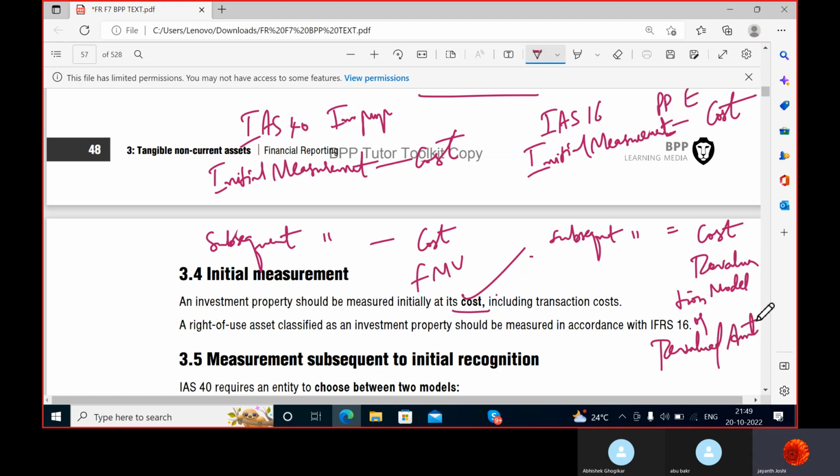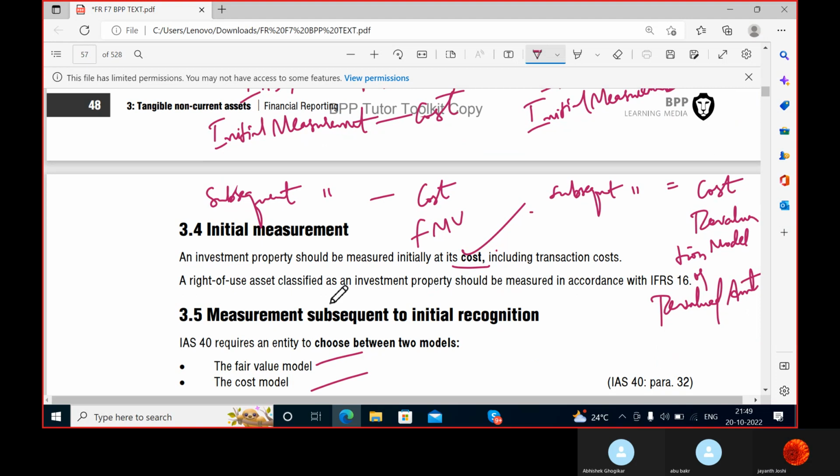So this is the small difference. Now you'll be asking me a question: why fair value model here, and why revaluation? See, revaluation model, because you want to hold the asset. You don't want to sell the asset, but the asset value may increase. When you check in the market, the value of the asset has increased.